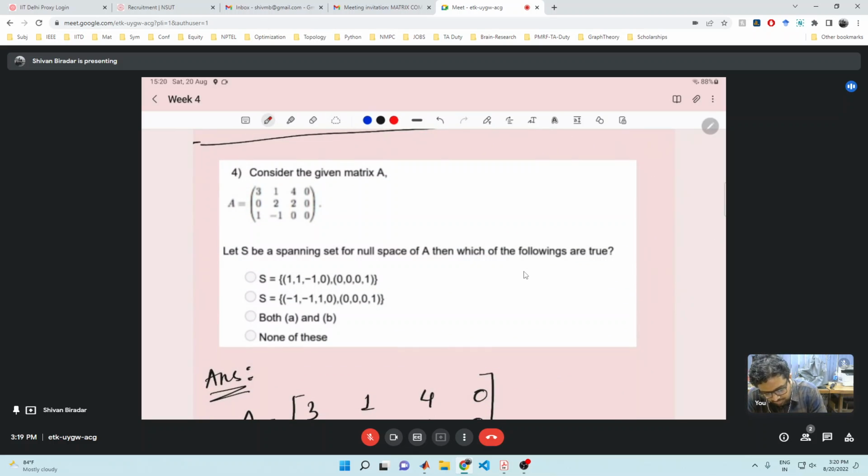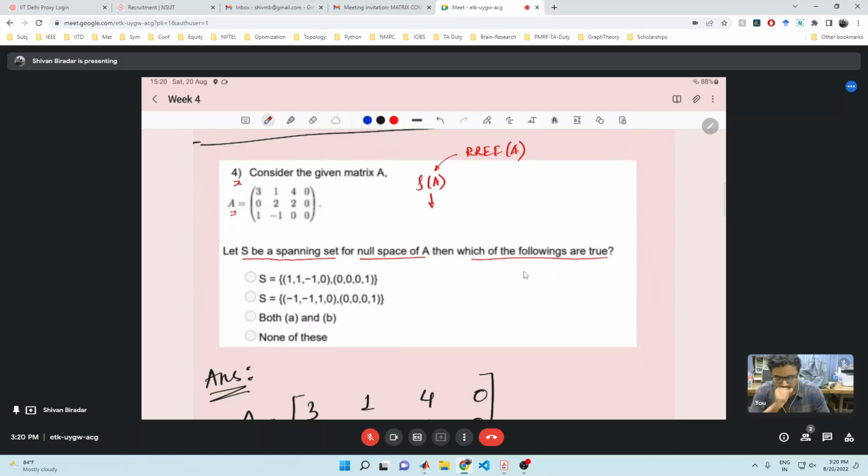So moving on to the fourth question. Consider that you have a matrix A, which is given by this, and let S be a spanning set for the null space of A. Then which of the following are true? Again, this is a very simple problem. First, you have to find the rank of A. This you get by the row reduced echelon form of A.